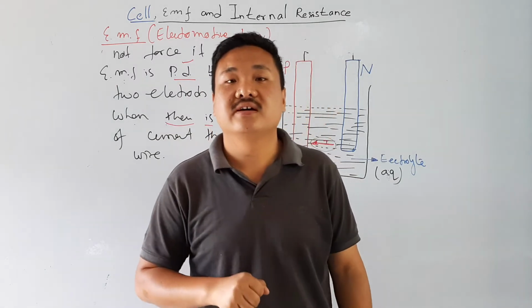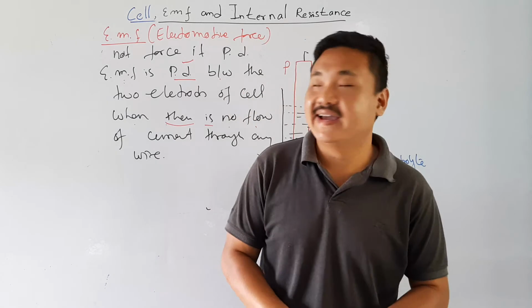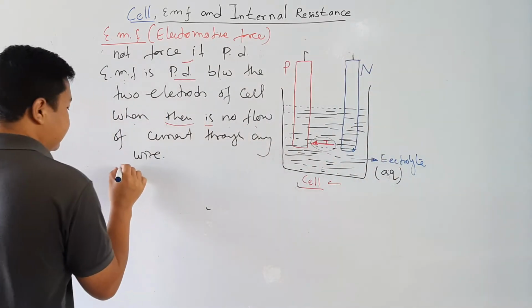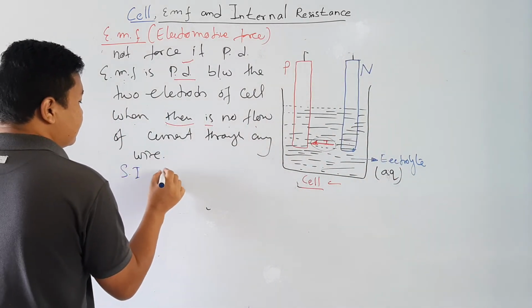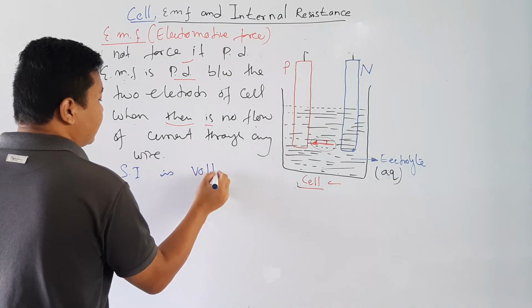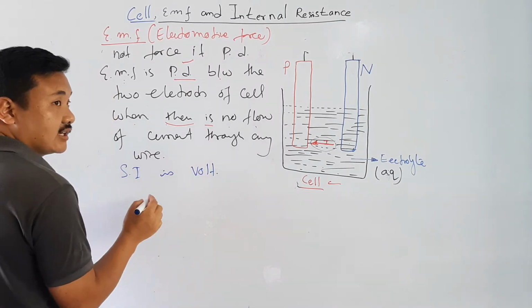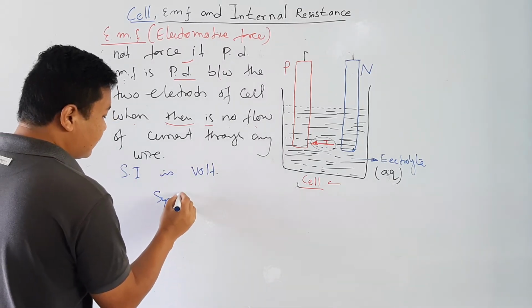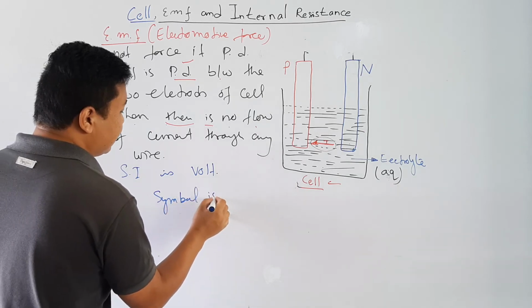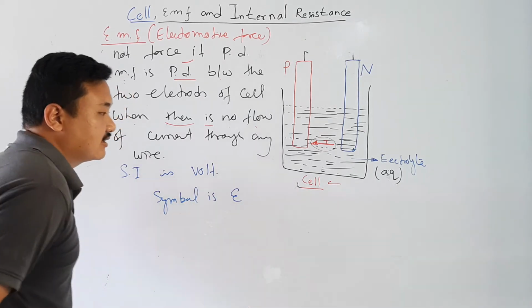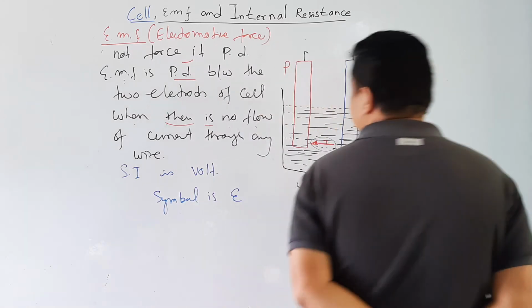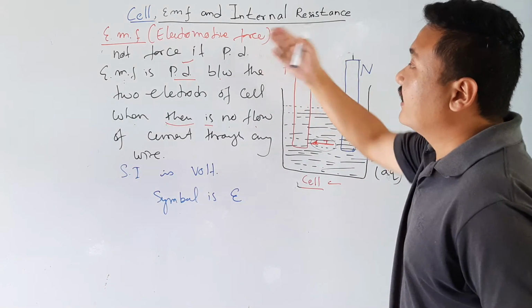Then what will be the SI unit of EMF? The SI unit of EMF is volt. And the symbol is epsilon. So this is the symbol and that is the unit. So this is my EMF.